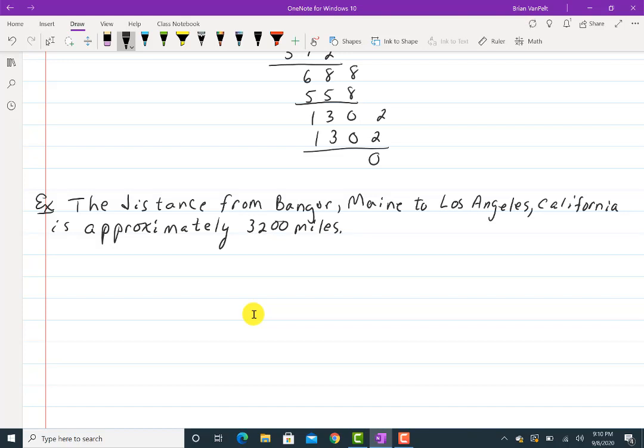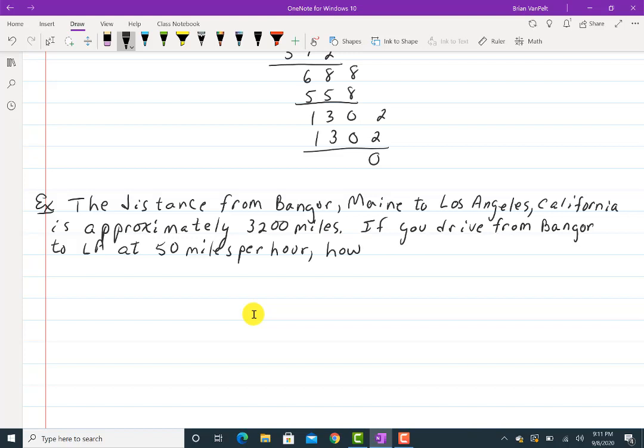Suppose you were going to drive from Bangor to Los Angeles. So if you drive from Bangor to LA at 50 miles per hour, how long does the drive take?